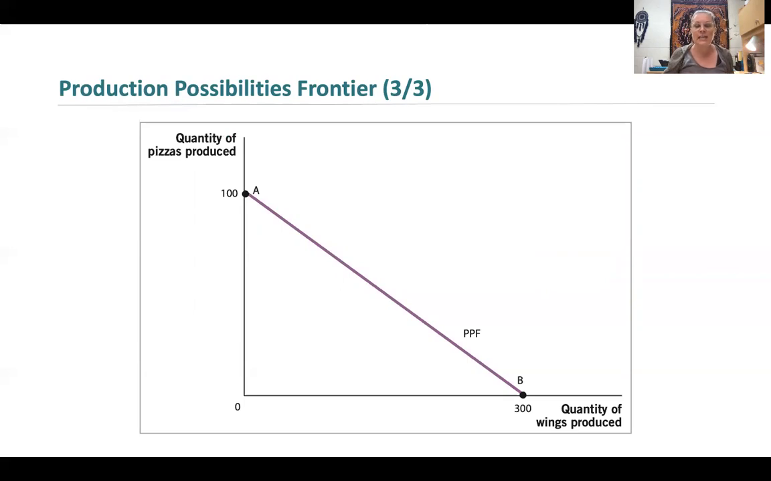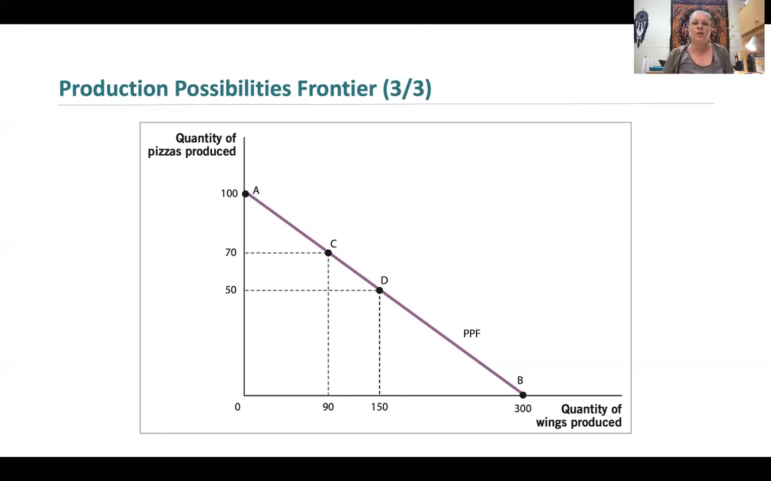The line connecting point A and point B represents a number of different points, each of which is a combination of wings and pizza that could be produced using the resource of time that we have available to us. For example, we could choose to produce at point C. Point C is a point representing 90 wings and 70 pizzas. Or we could produce at point D. D is a point representing 150 wings and 50 pizzas.